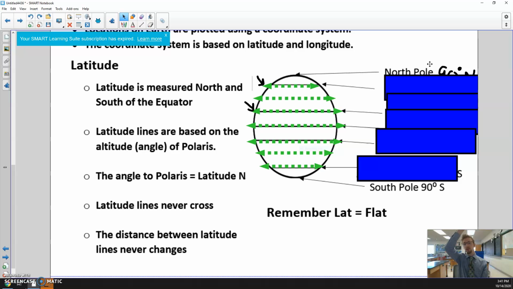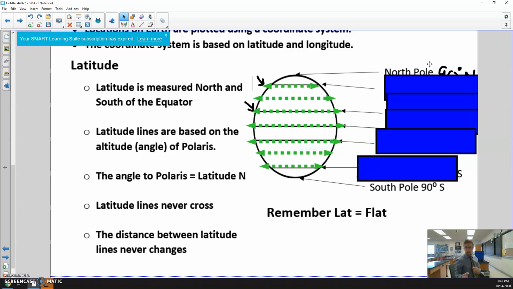And remember, that's when Polaris is directly above your head. You gotta look straight up to see Polaris. Angle between the horizon and Polaris, Polaris being over your head. You gotta look way up. That's gonna make a 90-degree angle. So your angle to Polaris is 90 degrees. Your latitude is 90 degrees.